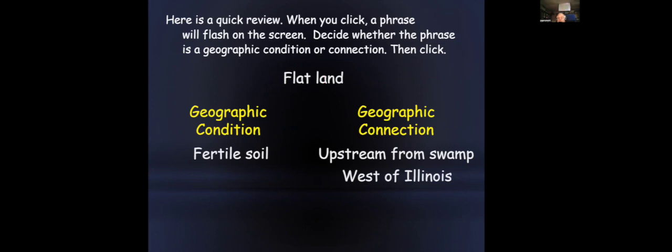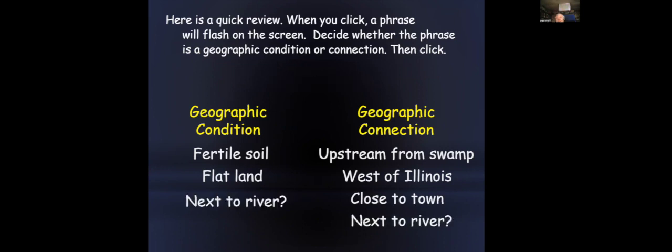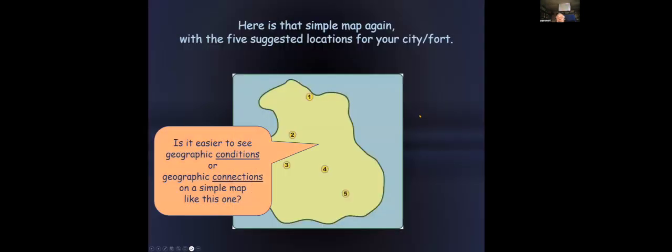You might just want to run a quiz like this. Is fertile soil a condition or a connection? Point left or right. Bingo. How about the upstream from the swamp? So now here again, if you don't think that this quiz is needed in your grade level, by all means, delete all these frames out of here and get on to the point. So I'm going to just go ahead and race along. Is it easier to see conditions or connections from a simple map like this?